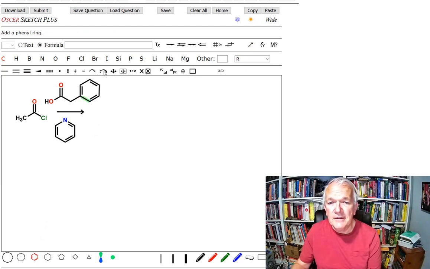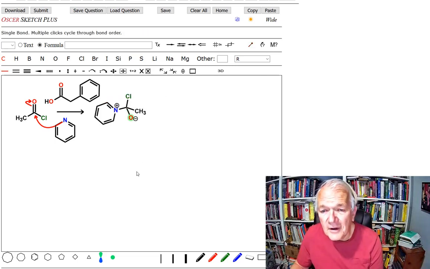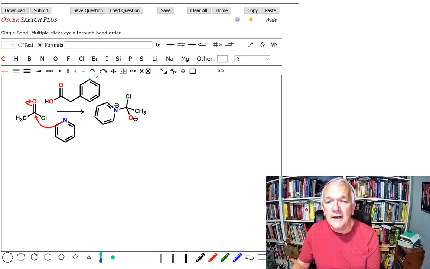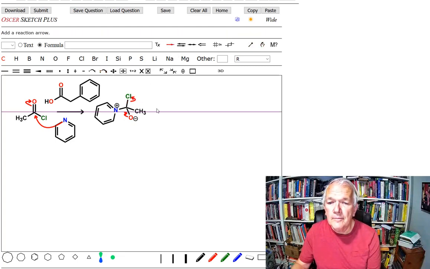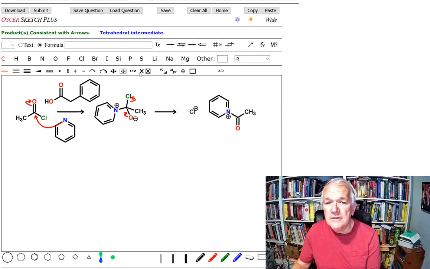So the first step this time is going to be the nitrogen attacks again the carbonyl, forming that same kind of intermediate that we had when we did this the first time. We got the same ugly drawing from Oscar. I don't know why Oscar does that first drawing so poorly. And again, we're going to kick out the chloride and make that pyridine-based intermediate. Where's my arrow? Okay, there's this, and now this is going to react with the other acid.